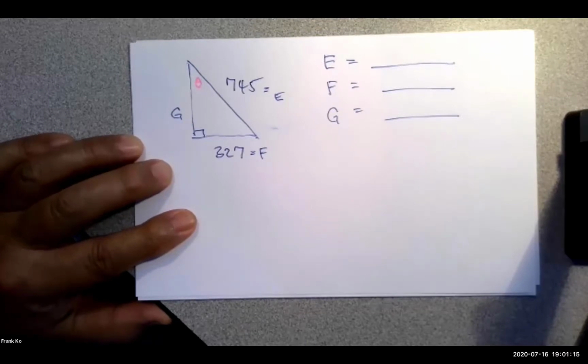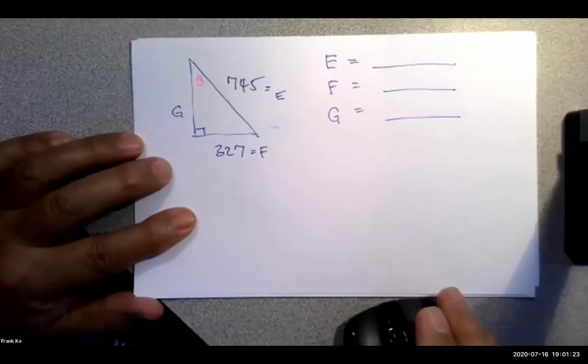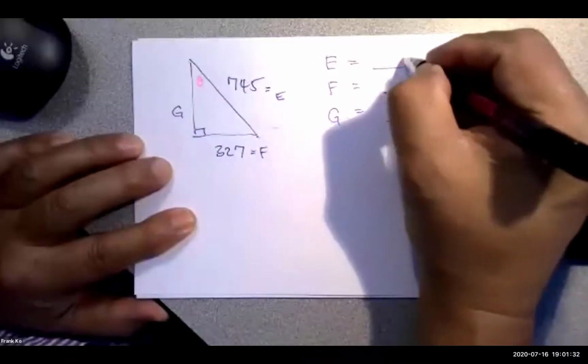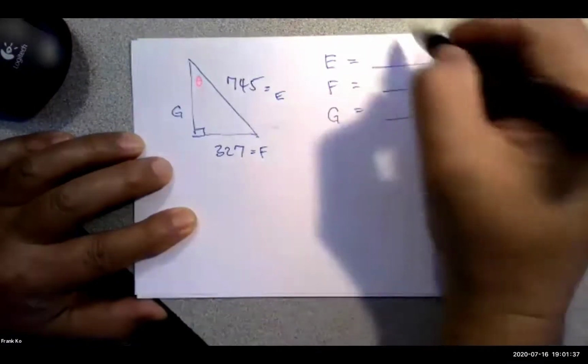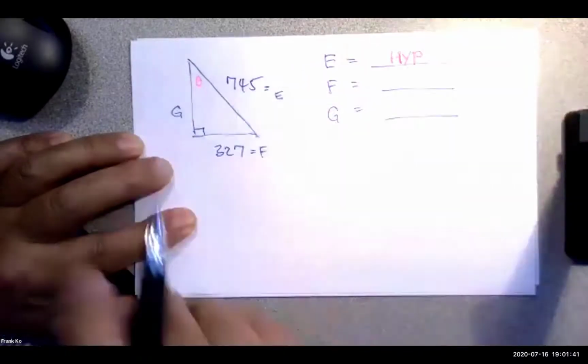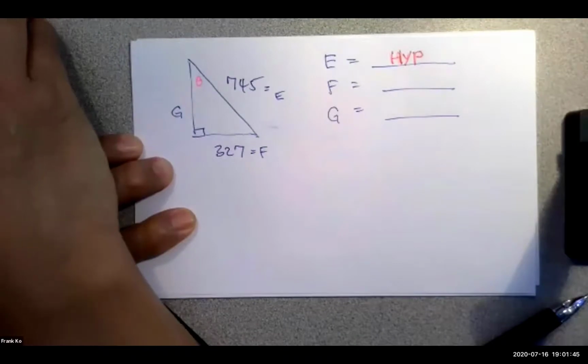So as we're looking at this, question goes to Luis. Luis, help me out. What is side E called? Side E is the hypotenuse. I'll abbreviate that HYP. That's kind of hard to read. Let me use the darker color. HYP.